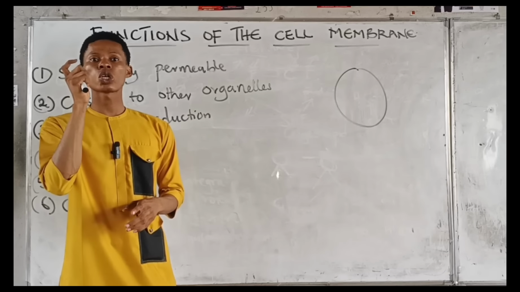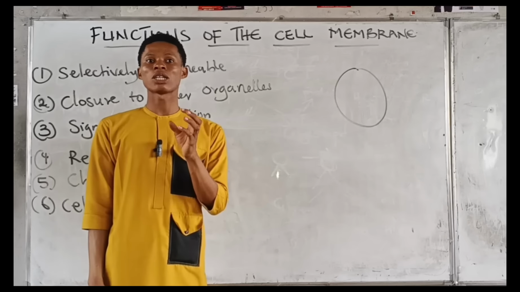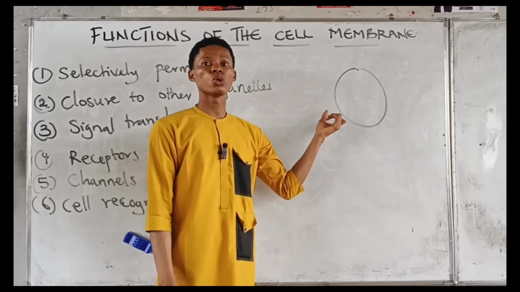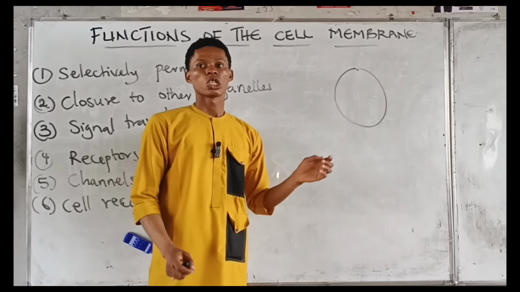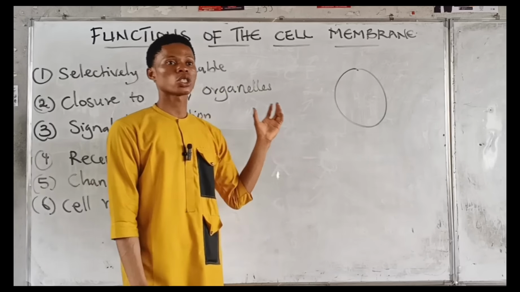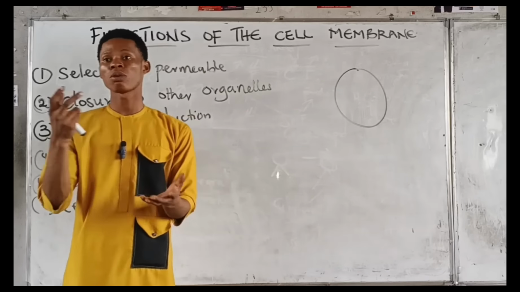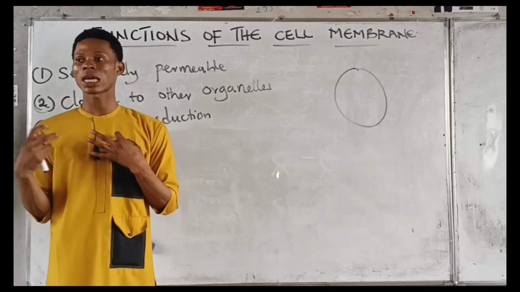It allows non-charged molecules, substances that do not have charge, in while preventing those that have charge from passing. So it allows some molecules in and prevents others. That's why we say it's selectively permeable. It's permeable to some and not permeable to others. Those things the cell needs, it allows in.